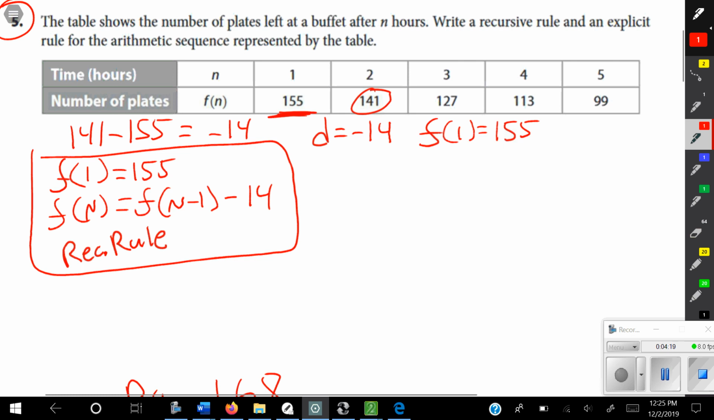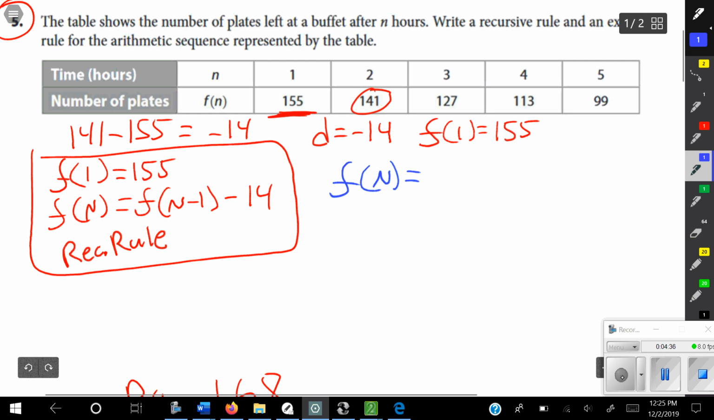Okay, now I'm gonna go ahead and write out the explicit rule. So we already have the common difference. We already have the first term. So the explicit rule would be f of n is equal to your first term, which is 155, minus the common difference, which is 14, times n minus 1. And that is the explicit rule.